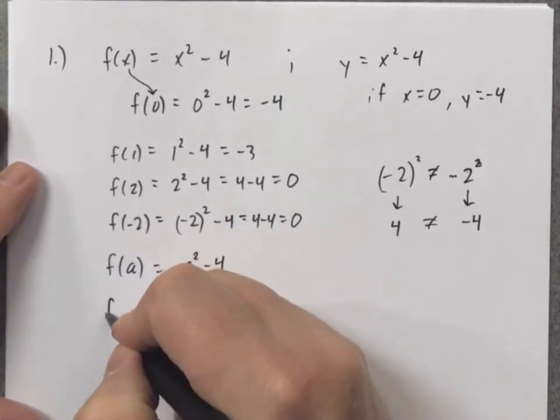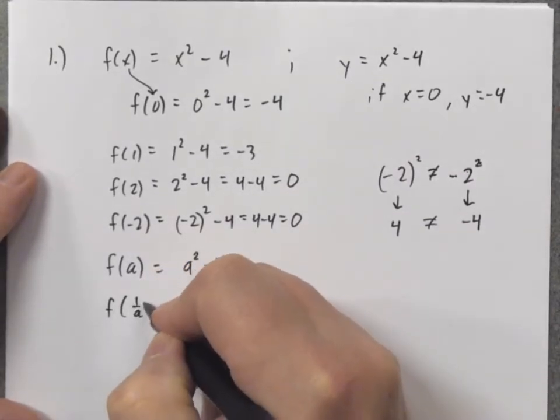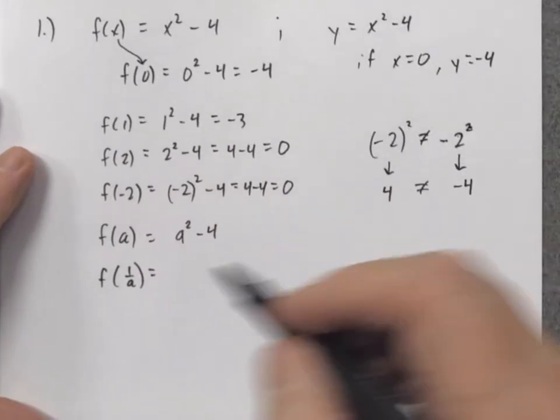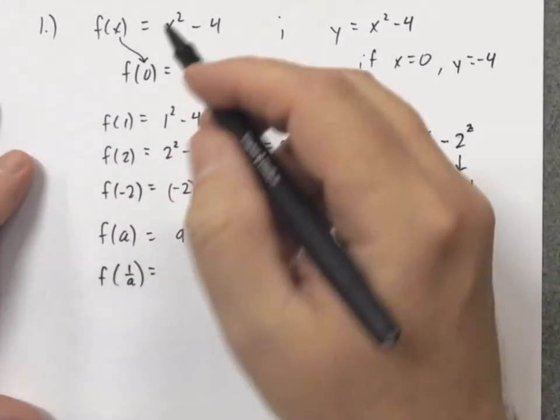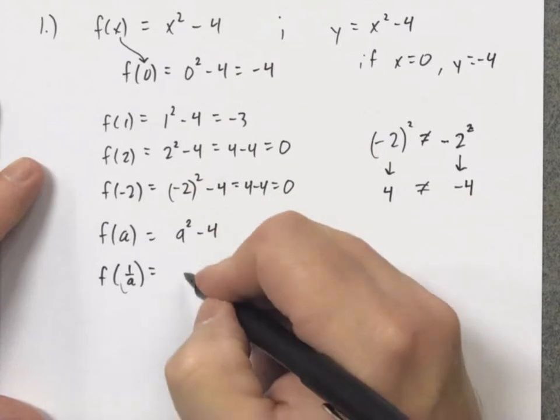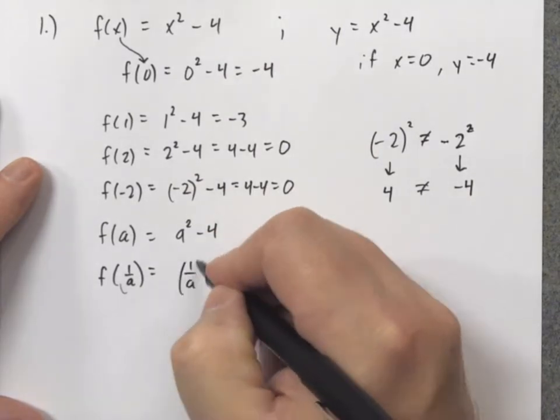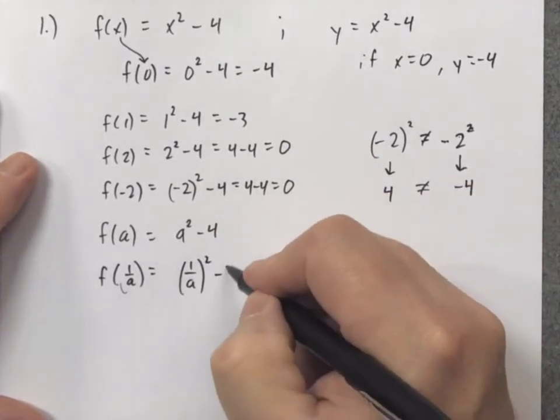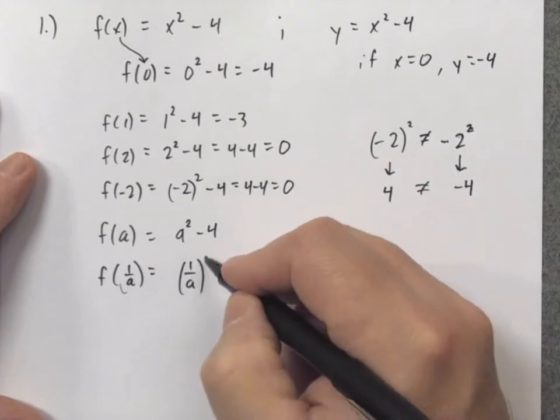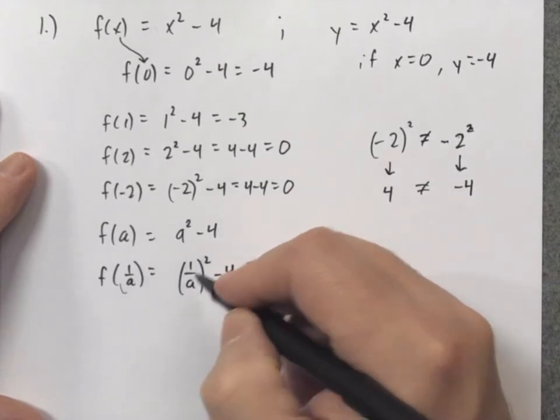A couple more. F of 1 over a says every place you have an x, replace it with now 1 over a. So 1 over a squared minus 4. So I square the 1, I square the a.